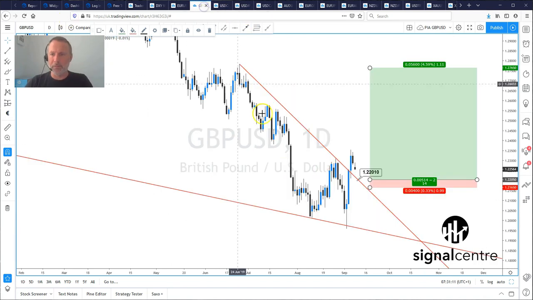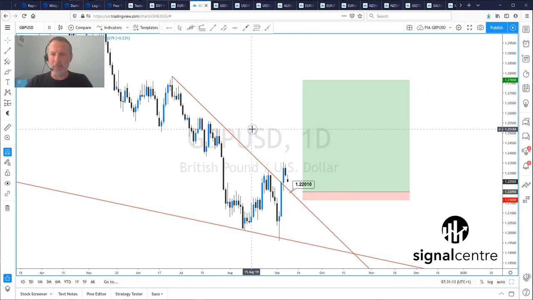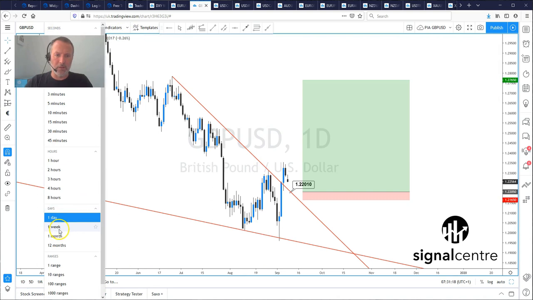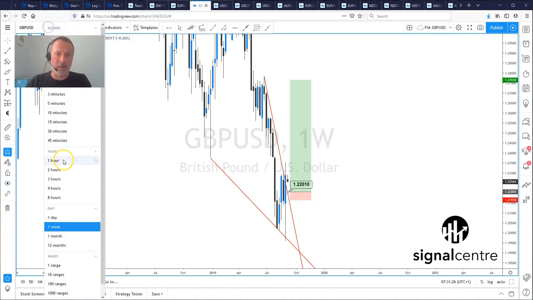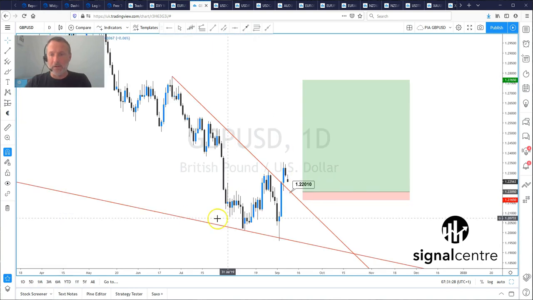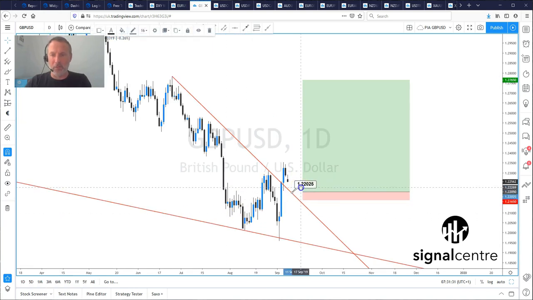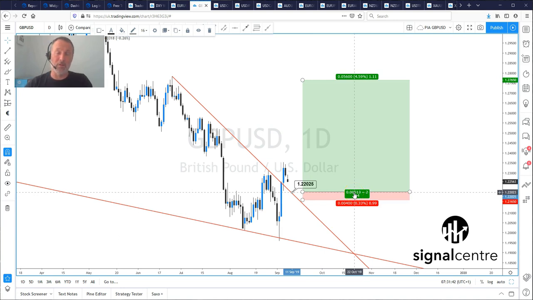If we go to cable, decent move to the upside. In fact, if we just go to the weekly chart, we've posted a bullish outside candle on that weekly chart. Now that often indicates the end of a downward trend and the start of a new upward bias. So going back to the daily chart, we've got some reverse trend line support located at 122.02. We've got our bespoke support located at 122.05.